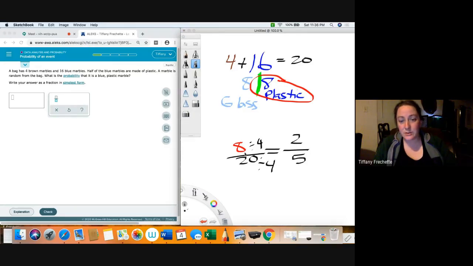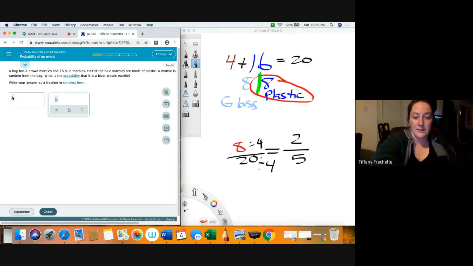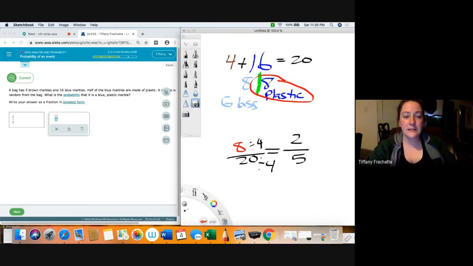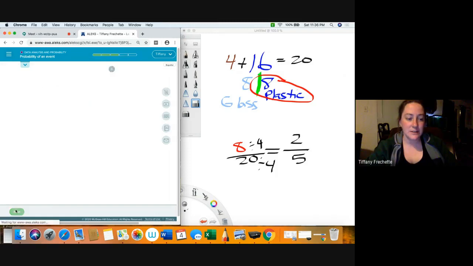So if you started with 2s, you get 8 divided by 2 is 4. 20 divided by 2 is 10. You'd have to divide again because you want to keep going until it's completely simplified. All right, so we have 2 fifths. Check. Yay! All right, so these ones aren't too bad. It's a little bit more complex, but it's not too terribly bad.